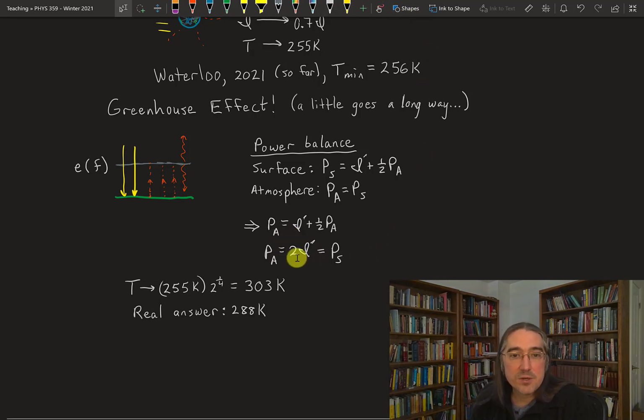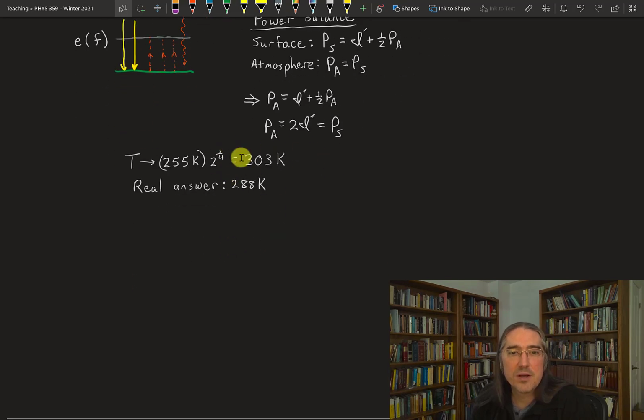So I take the fourth root of 2, multiply it by 255, right? And I get 303 Kelvin. Okay. Average temperature over the Earth's surface is 30 Celsius. That would also be bad. Not for Canada, but for Florida. So again, real answer is 288 Kelvin.